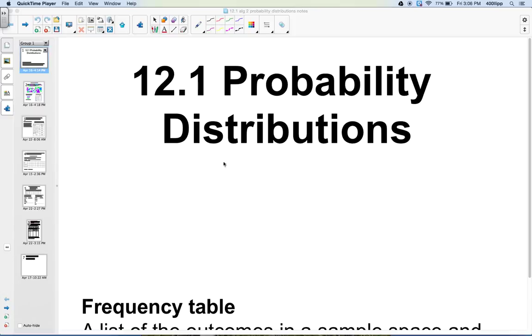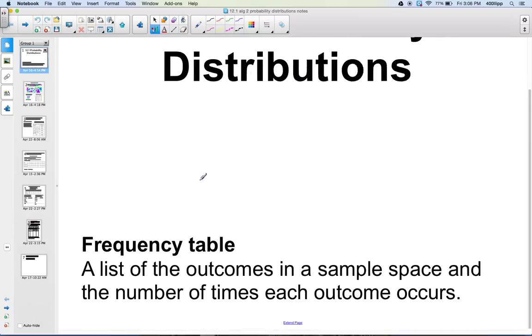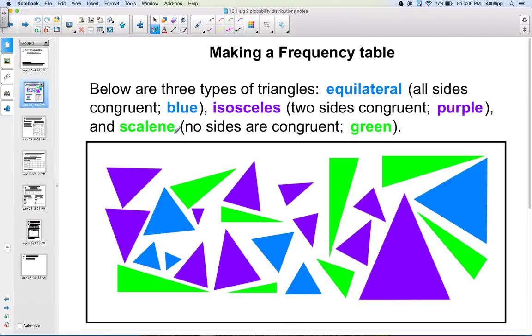Today we are doing 12.1 probability distributions. Okay, so we're first going to talk about a frequency table. So a frequency table is a list of the outcomes in a sample space and the number of times each outcome occurs. So let's take a look at this example here.